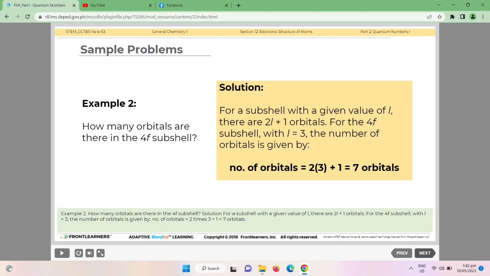Example number 2. How many orbitals are there in the 4f subshell? Solution. For a subshell with a given value of L, there are 2L plus 1 orbitals. For the 4f subshell with L equals 3, the number of orbitals is given by number of orbitals equals 2 times 3 plus 1 equals 7 orbitals.